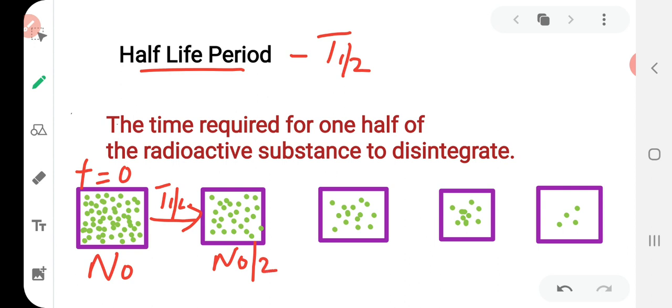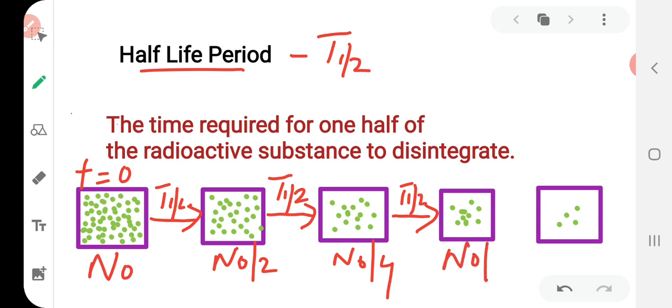And again, after another T half, what happens? The number of atoms again reduces to half. That is N0 by 2 now becomes N0 by 4. And by the end of 3 T halves, what happens? N0 by 4 now becomes N0 by 8. And again, after one more T half, it becomes N0 by 16.